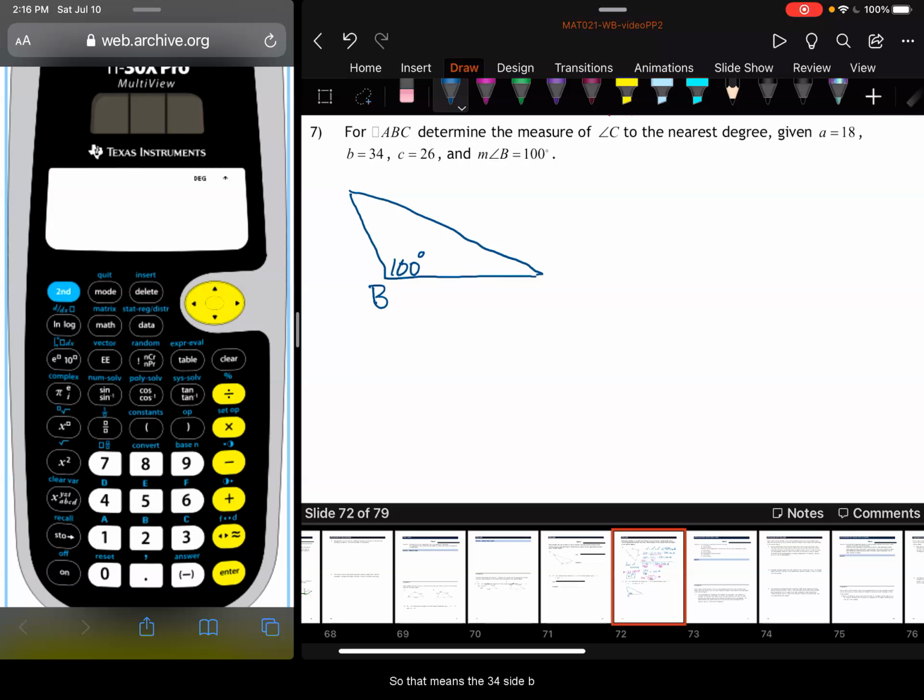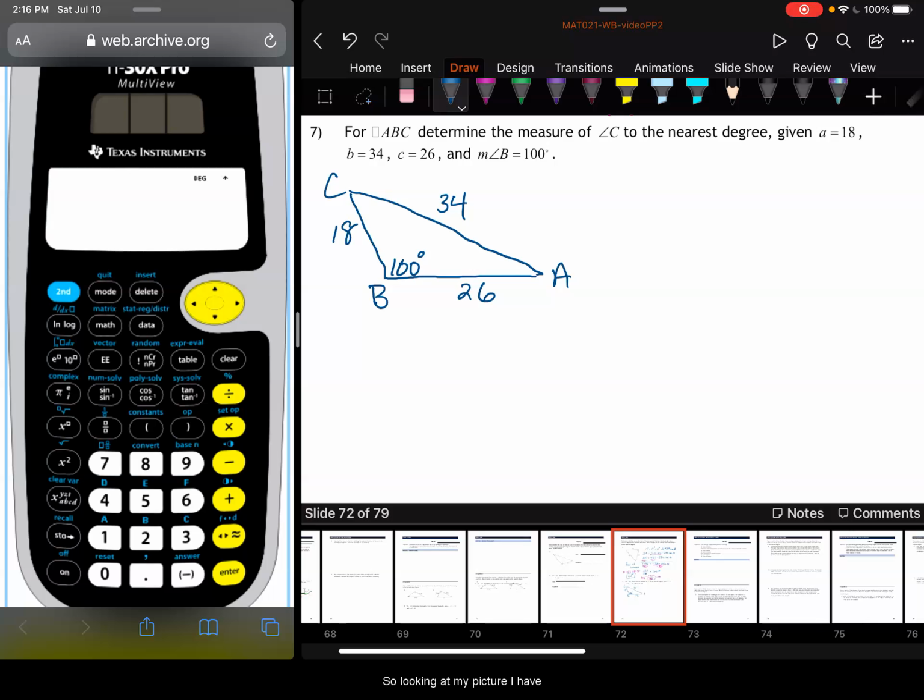So that means the 34, side B, has to be across from that angle. Then I'm going to make my smallest angle on my picture A, and that makes the other one C. So side A is across from angle A, that would be 18. And side C is across from angle C, which would be 26.